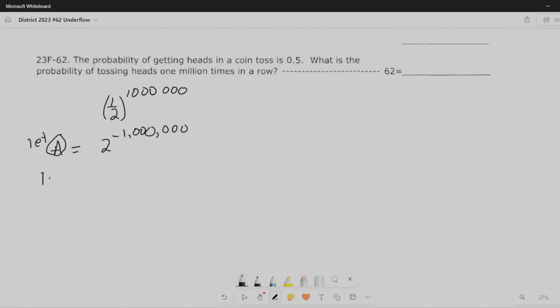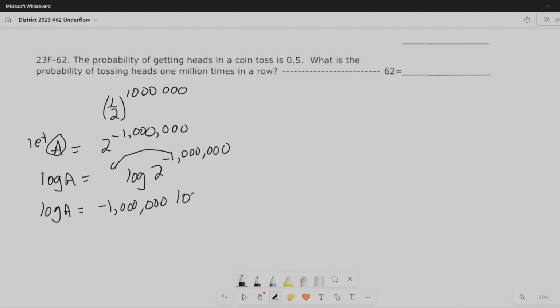I'm going to take the common log of both sides. When I take the common log of both sides, you got to know your logarithm rules. We have something called the power property. We can put the power to the front. So when we do that, we get log of A is equal to negative 1,000,000 times the log of 2, which has the effect of scaling down the original problem. And we can actually put this into the calculator.